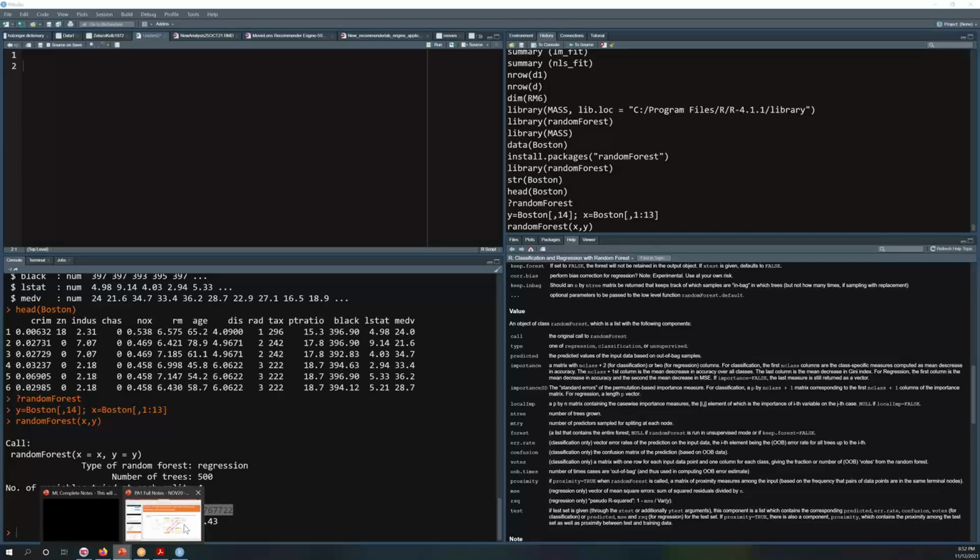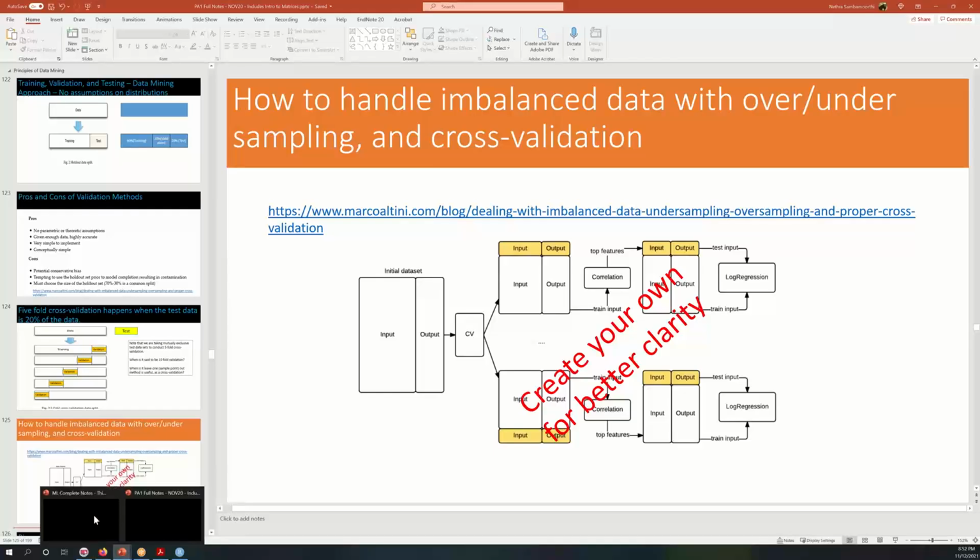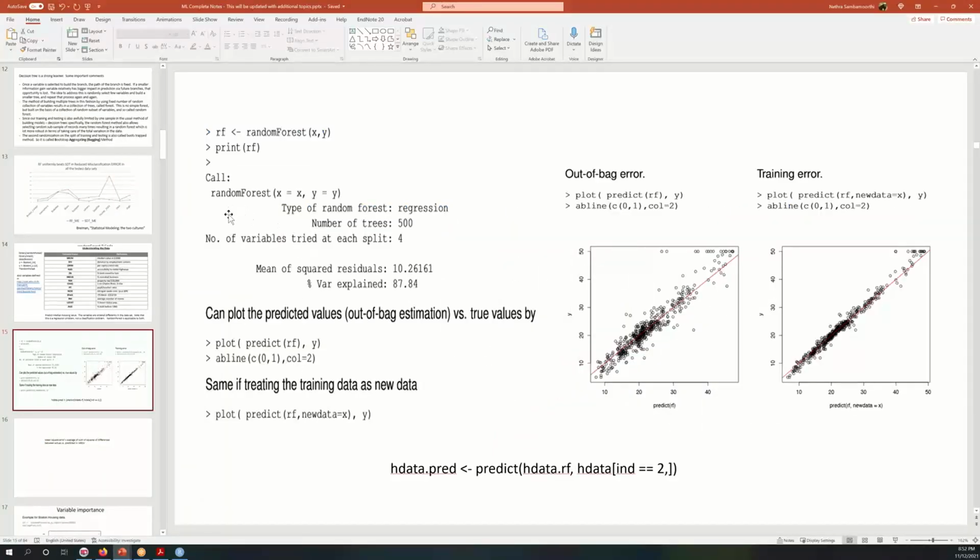Now, let's go back to one more thing. I want to plot and show it to you. Plot the predicted RF with respect to Y. The abline is this one. Predicted RF, new data is X comma Y. So this is the plot of predicted RF versus Y.